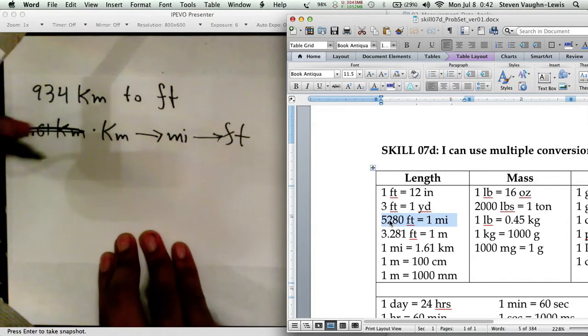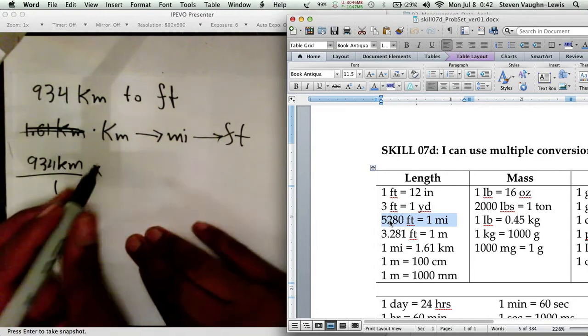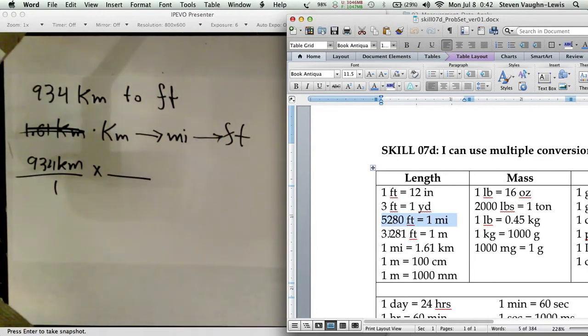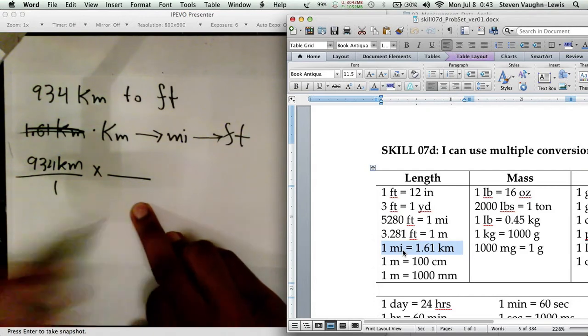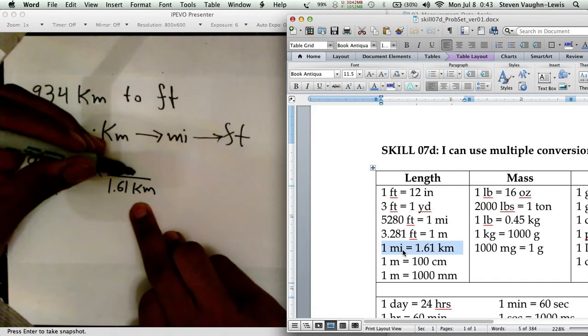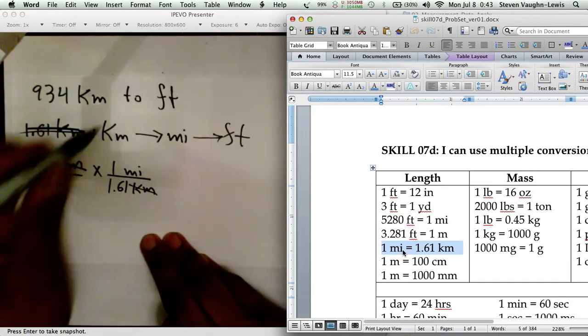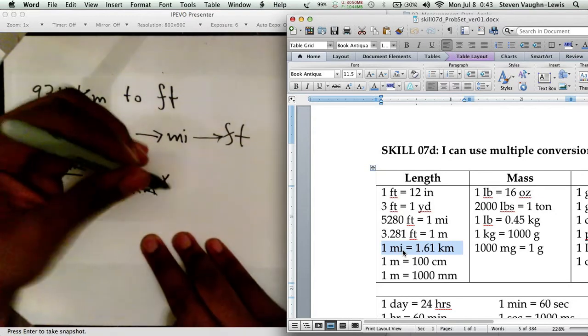So let's start it off. 934 kilometers over 1 times, now I need to get the first conversion factor. 1.61 kilometers in a mile, and you can look right here. I have that. So I need to put kilometers on the bottom so it cancels. 1.61 kilometers in 1 mile. And lo and behold, kilometers cancels out. Now I'm in miles.